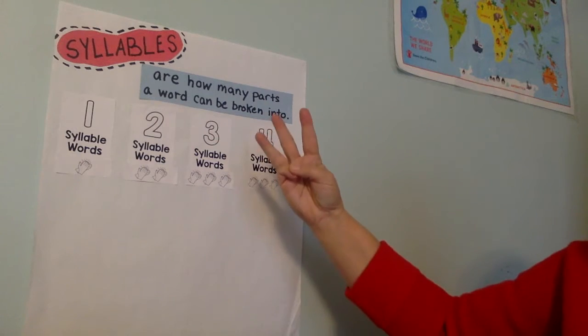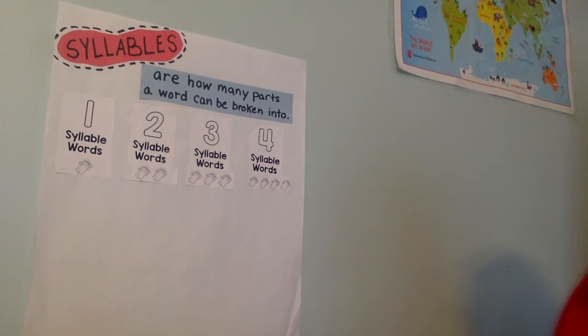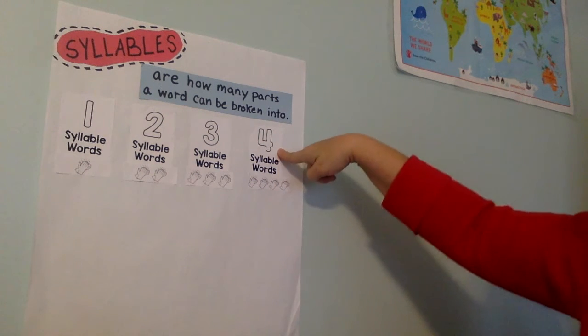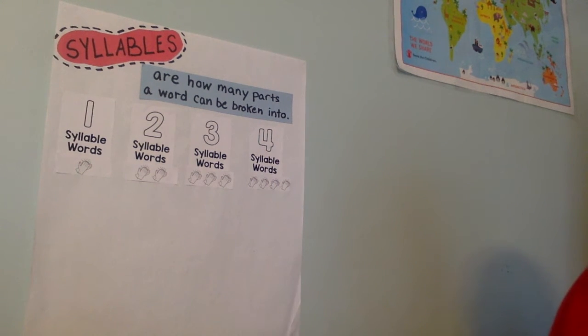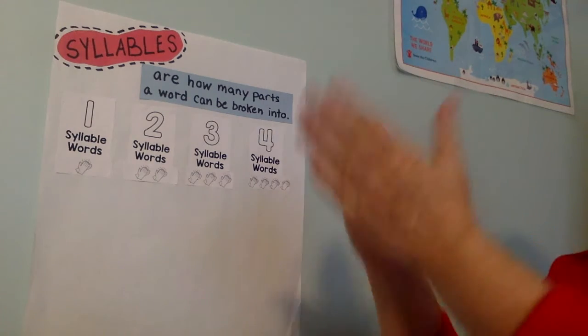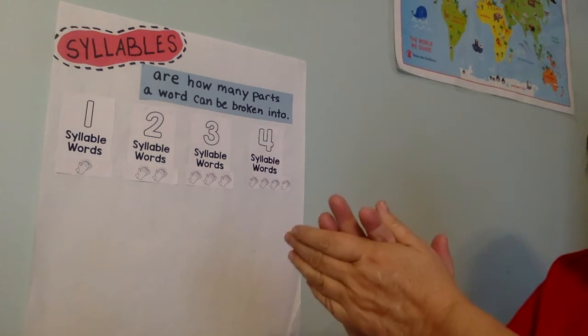A three-syllable word would have how many claps? That's right, three. One, two, three. And a four-syllable word would have four claps. One, two, three, four. We're going to use the clap to help us figure out how many syllables these words have. First we'll do pictures of objects that you know around your house, and then we'll do the names of our friends in our classrooms, which will be fun. All right, are you ready?